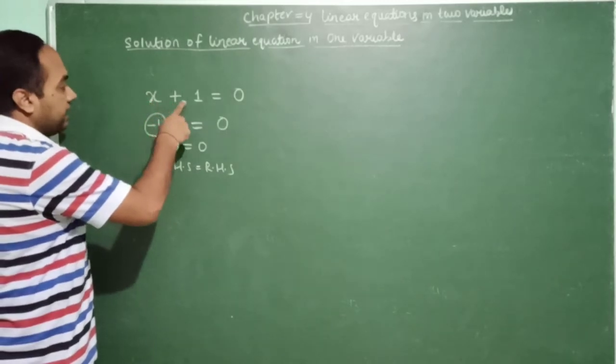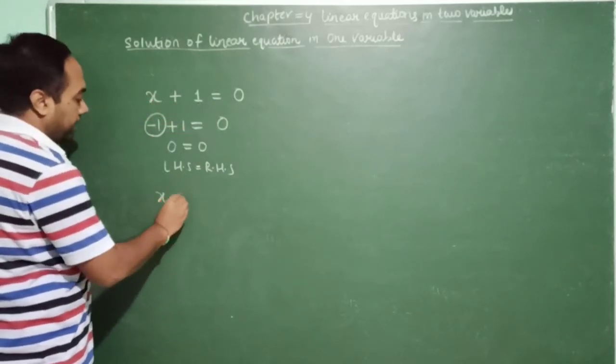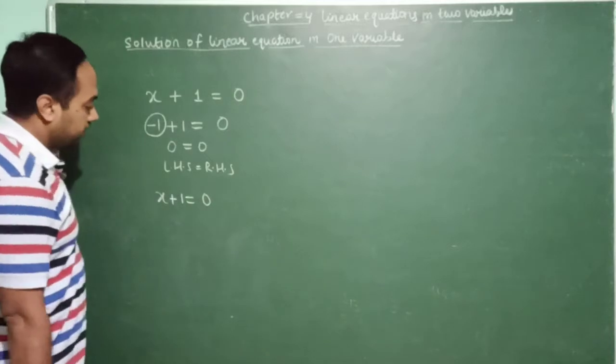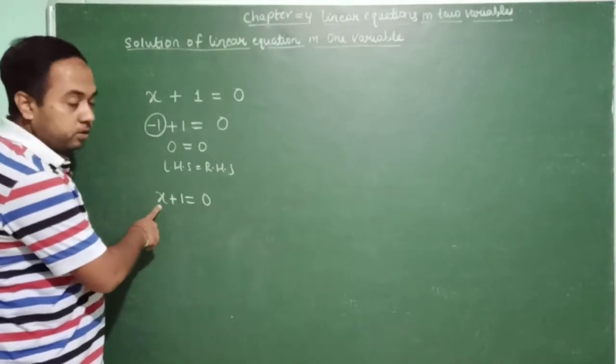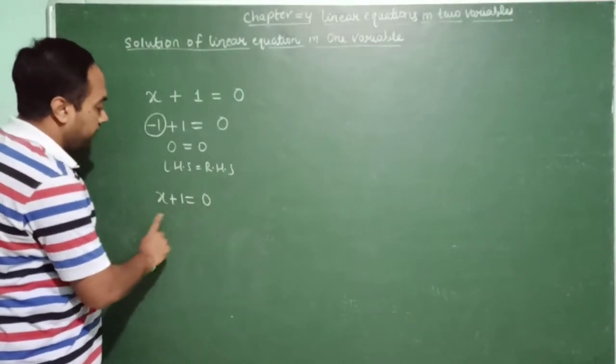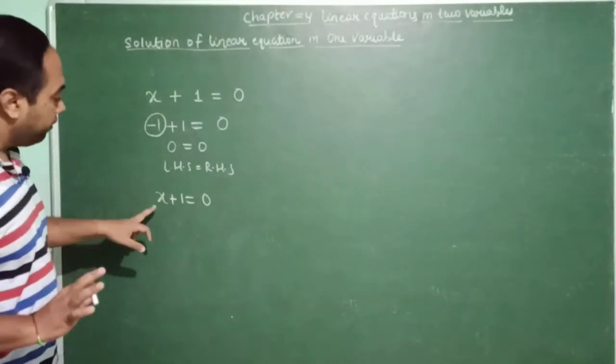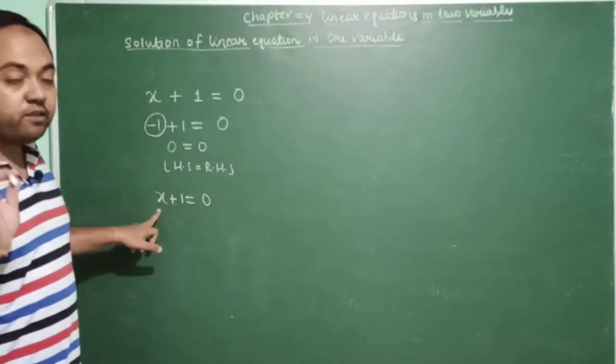What is written over here? x plus 1 equals 0. I am again writing x plus 1 equals 0. So if you want to find the solution of this linear equation in one variable, you just need to find the value of x. आपको x का वैल्यू फाइंड करना है.